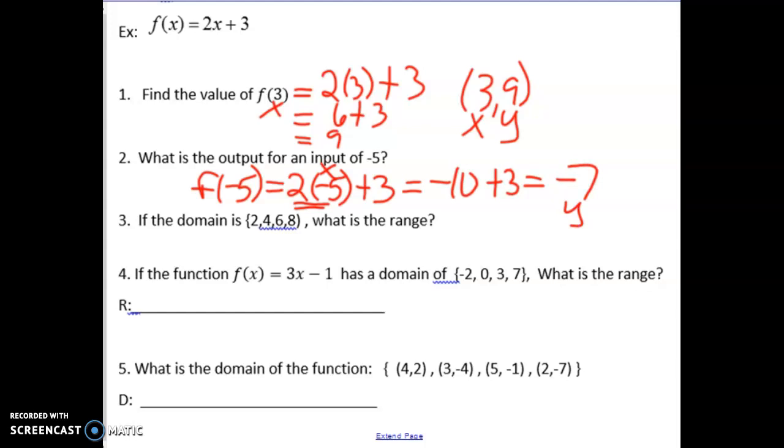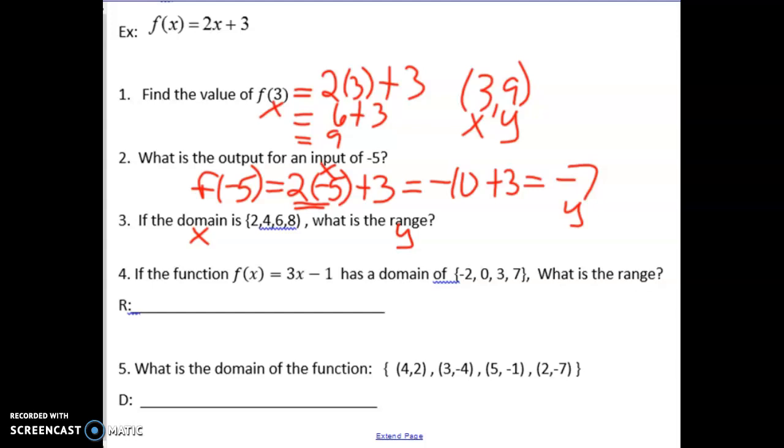Okay? What if the domain is 2, 4, 6, 8? What would be the range? Domain is x, range is y. Still to this day, I remember this because it's alphabetical order. D before R, x before y, and alphabet.